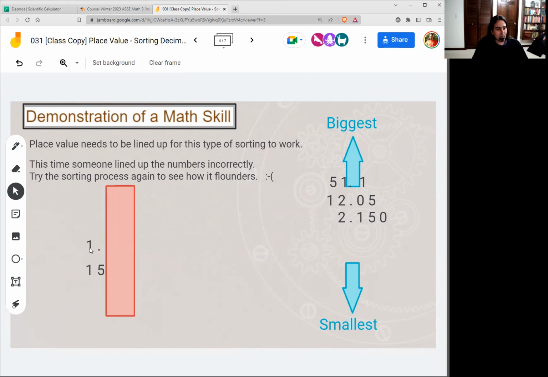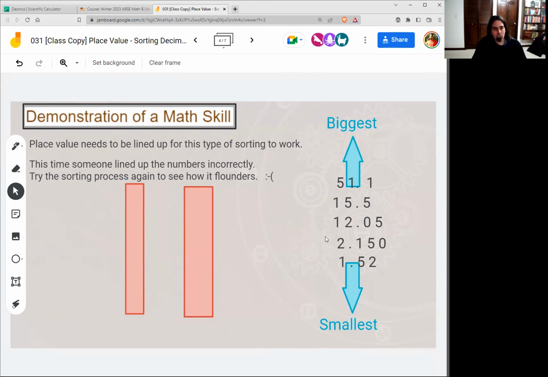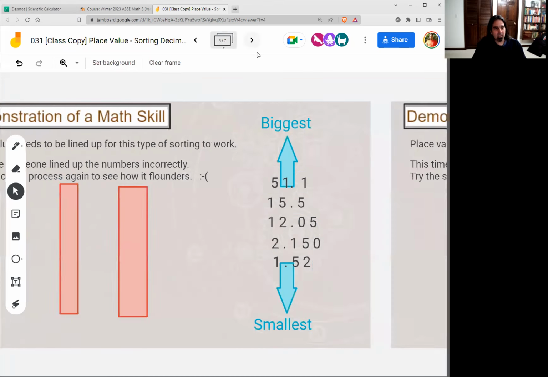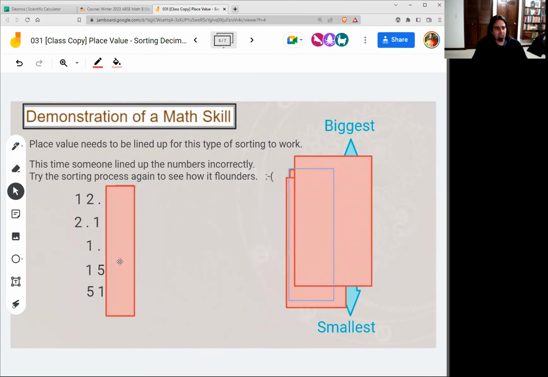15 and 1, I think the 15 looks bigger. Oh, but 15 is even bigger than 12. This isn't working at all. And this 1 is like less than those. Am I done? Yes, no more. So what was wrong about that? That I just move all these over and reveal them. How come deleting the rectangles didn't help me?